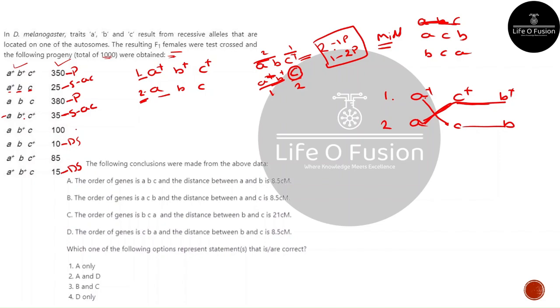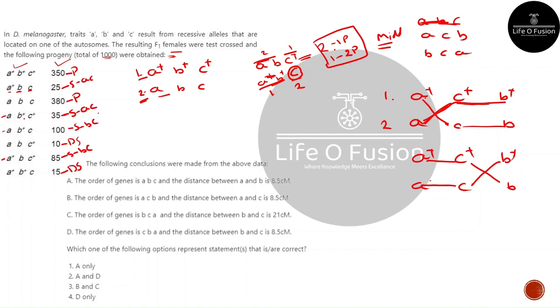Let's see here. So A plus, C plus, B plus, and A, C, B. Single crossover between B and C: the product will be A plus, C plus, and B. Single crossover between B and C. Then A, C, B plus, also a single crossover between B and C.